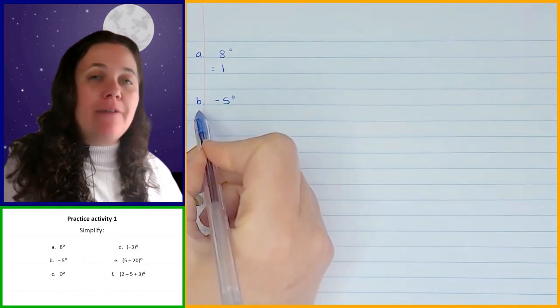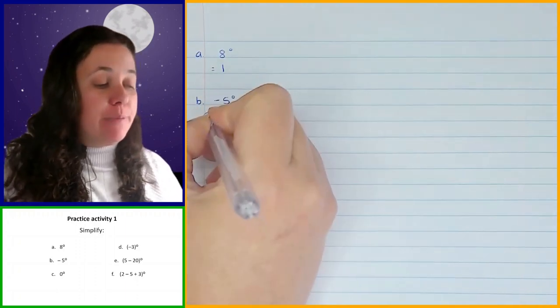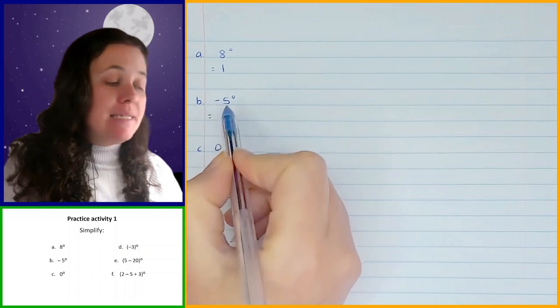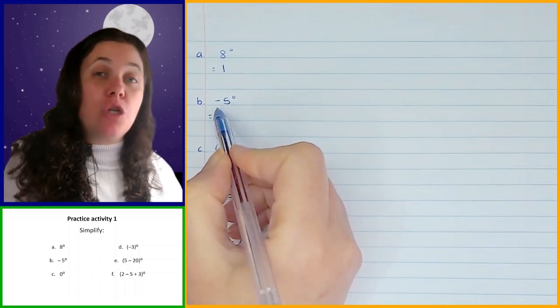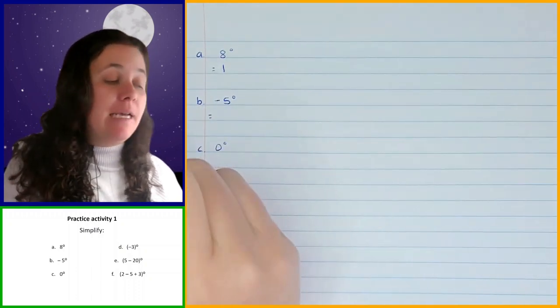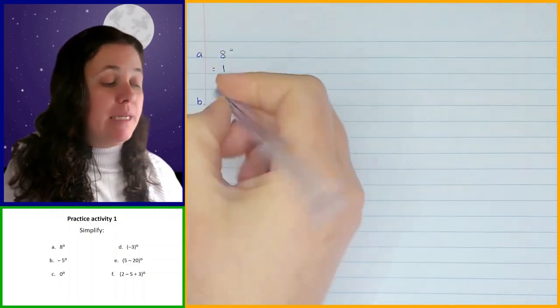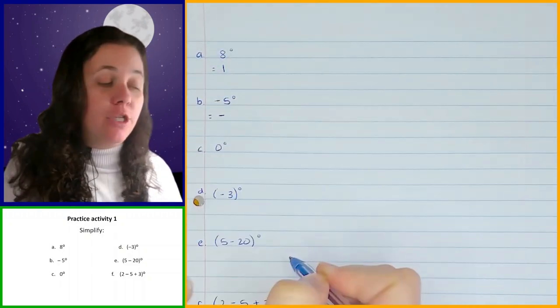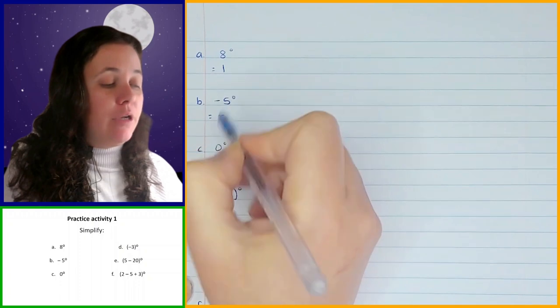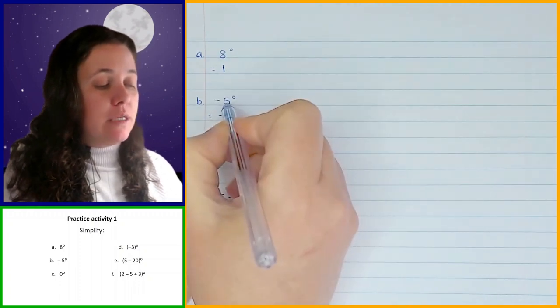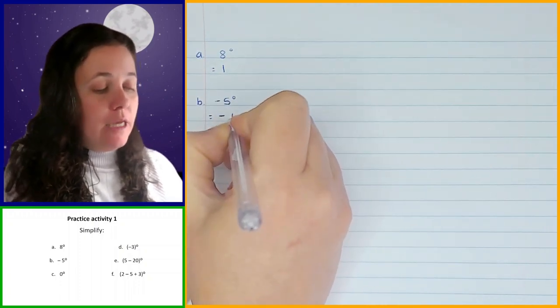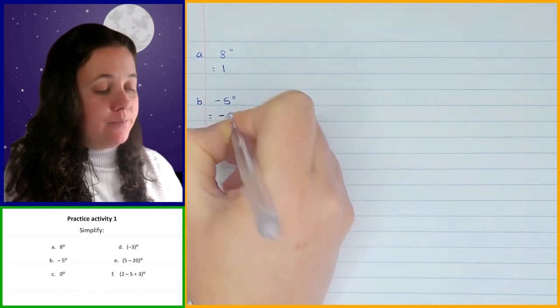In question B, I've got negative 5 to the power of 0. Now, I need to be careful with this one. The base in this example is 5. It is not negative 5. The negative is not part of the base, which means that the negative is going to remain unchanged, and the 0 exponent is going to cause the 5 to change to 1. So it's going to be negative 1.